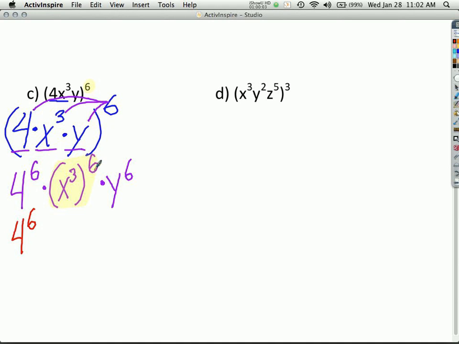Confident people. Amir, what do you think? Michael, do you agree? Yeah, it's going to be x to the 18th, because power of a power says you multiply the exponents. And then y to the 6th. Does anyone have any questions about that?